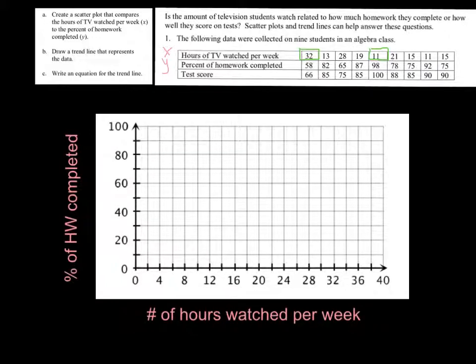We have to decide who goes along the x-axis, and looking up here, it says that the hours of TV watched per week is going to be our x, and the percent of homework completed is going to be our y. So let's go ahead and label these axes accordingly. As you've noticed, I've labeled my axes, and up here I've labeled the data, and I've highlighted the highest and lowest number of hours per week watched of TV.